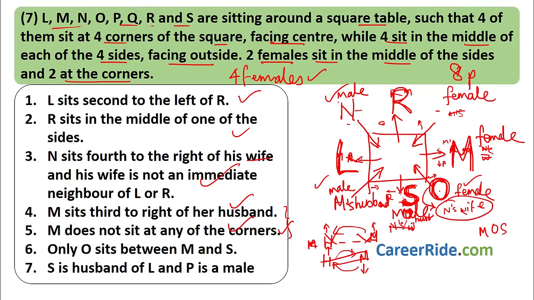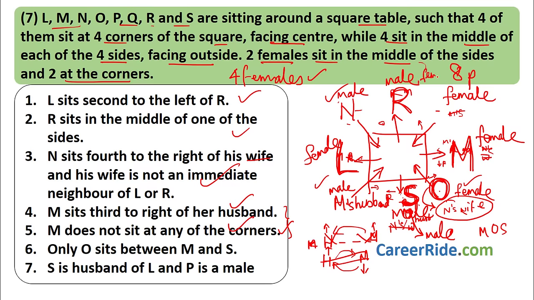I'll write again over here. Male. S will be a male. Right. So over here, L will be female. Okay. So we have two females. S is a male. So R will be also male because two females sit at the center. Okay. Now, what have they given? T is a male. Now, R can be male or female.